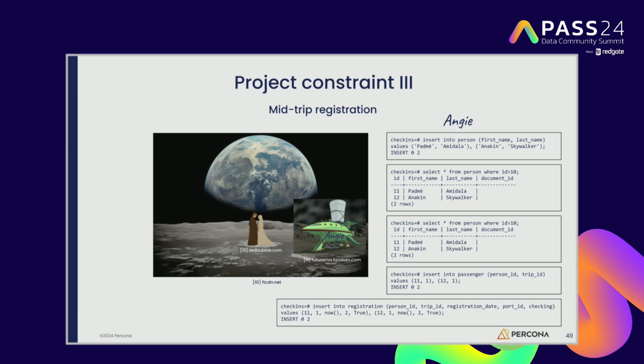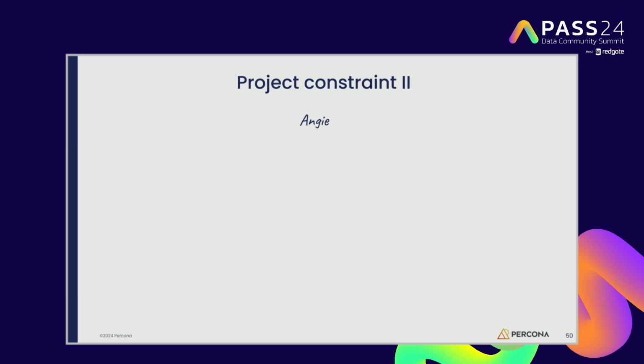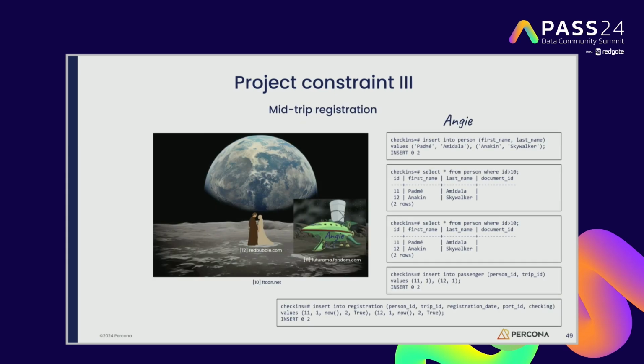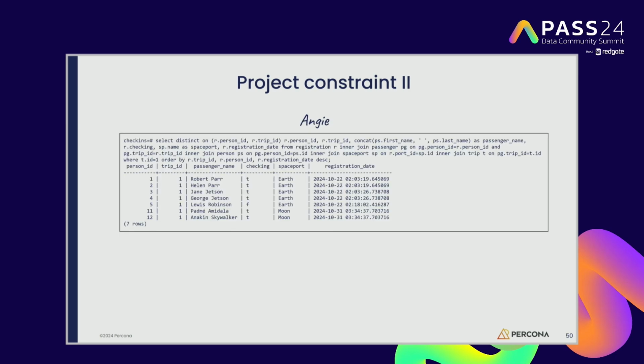So I solve my third constraint, except that these passengers I will have on my spaceship records and on my central records, but I will not have on my second spaceship records. Okay, so here's the list of passengers on Angie now.